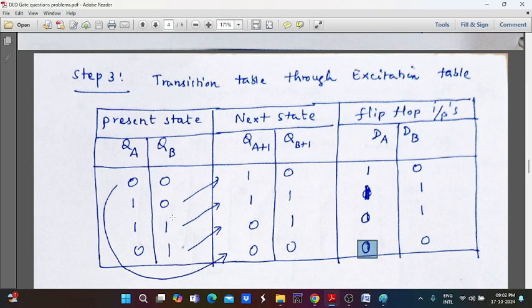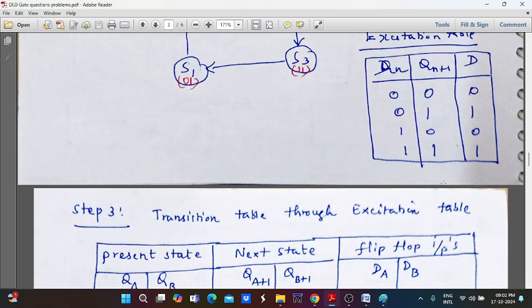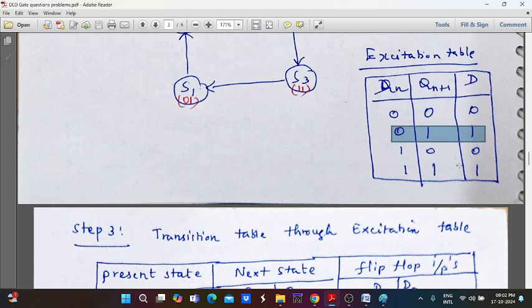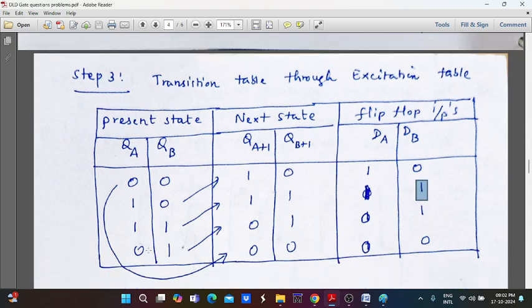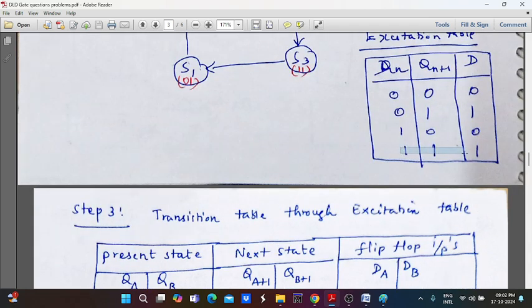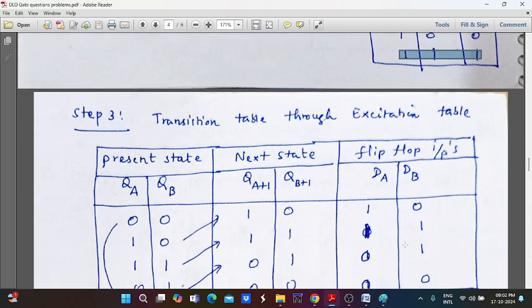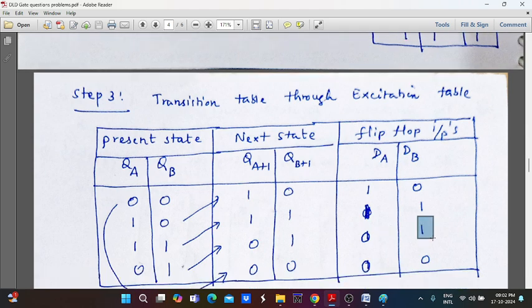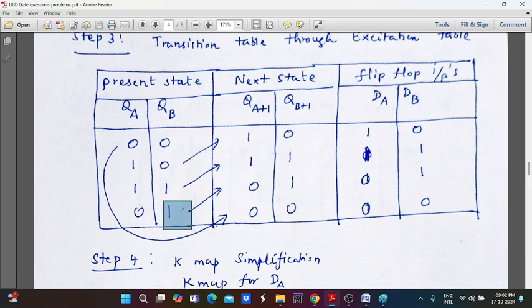Next, we have to move to the QB and QB plus 1 combination. So QB 0, QB plus 1 0, D will be 0. And QB 0, QB plus 1 1. For this condition, this second case is considered. So the D value becomes 1. And QB is equal to 1, QB plus 1 equal to 1. Again, this condition is considered here. So the DB value becomes 1. And the last case, QB 1 and QB plus 1 0. For the 1 0 condition, the DB value becomes 0. So this is the condition.